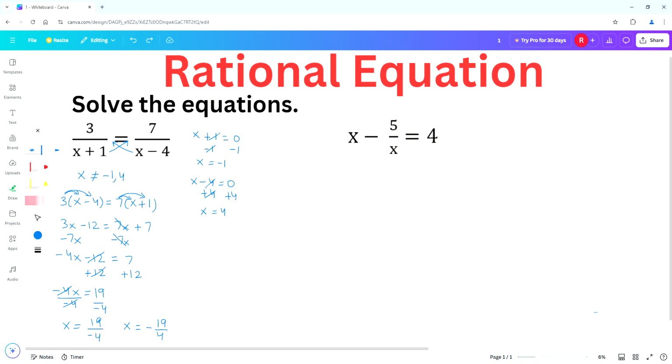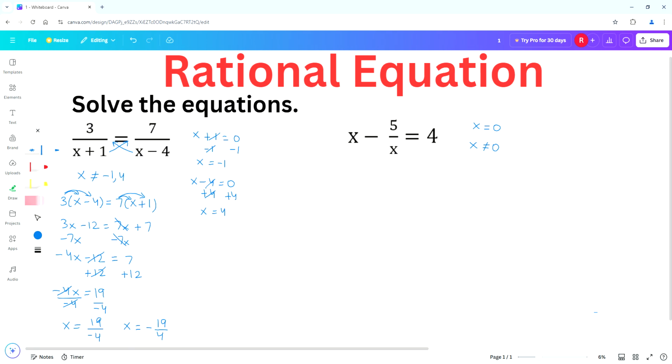The first step is to find the restrictions. We should set the denominator equal to 0 and solve for x. I get x equals 0. So we can state the restriction as x cannot be equal to 0. So if we get 0 as a solution for this equation, it will be an invalid solution. Now we can start solving the equation.